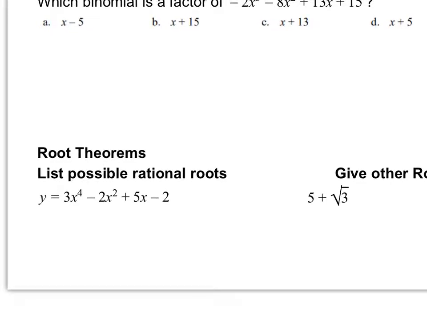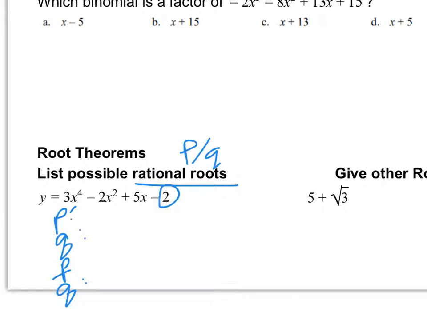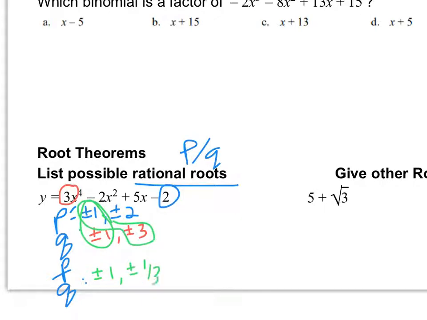Root theorems, yay, something quick. So root theorems, if I want the rational roots, that means my p's over q's. So I have p, I have q, and my answer is going to be my P over my Q. Remember, P, contrary to what is intuitive, is going to be the factors of your last term if it's in standard form. So plus or minus 1, plus or minus 2. Your Q's are factors of your leading coefficient, so 1 and 3. And so my P over Q is 1 over 1, which would just be 1, 1 over 3, which is 1/3, then 2 over 1, which is 2, and 2 over 3, which is 2/3.